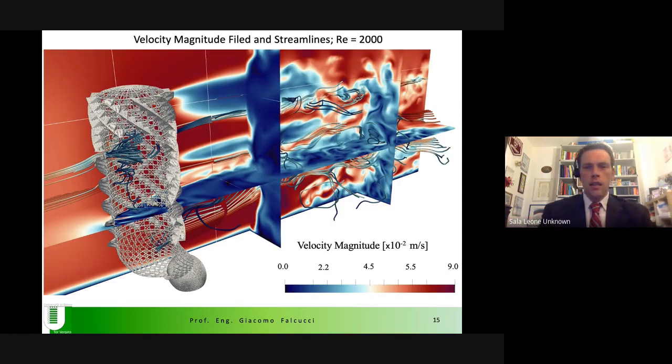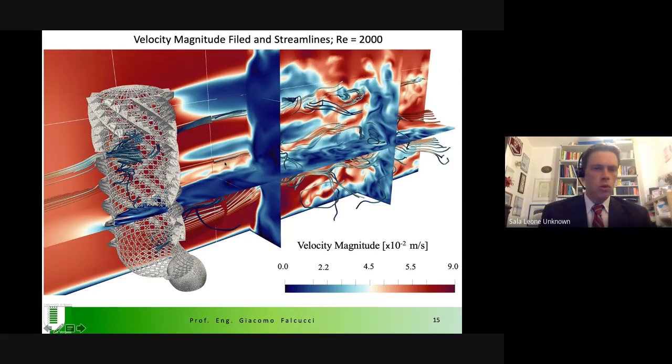So these are the results. It's pretty impressive. You can see the entire geometry. These white lines represent the division into subdomains for the HPC facility. We have left them in. You can see the streamlines, all colored with the velocity magnitude.